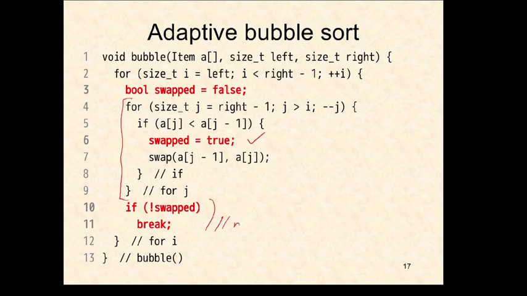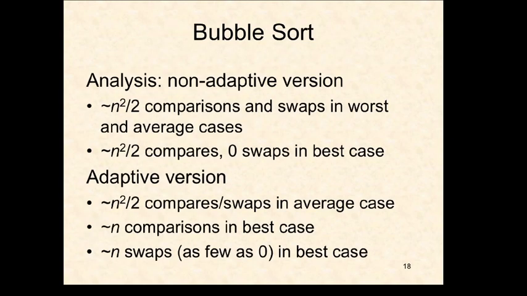Alternately, I could put a return statement here also, because we can see when the outer loop stops, the whole function is done anyway. So break or return there, either one would work. So if I ever make it through the inner loop without making a swap, we immediately stop the outer loop, and now we get a better performance when data's closer to sorted. So let's look at an analysis.